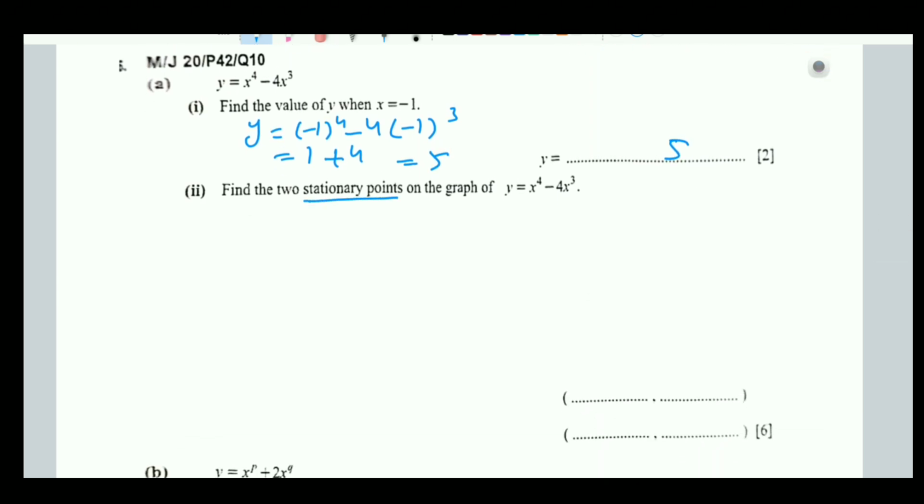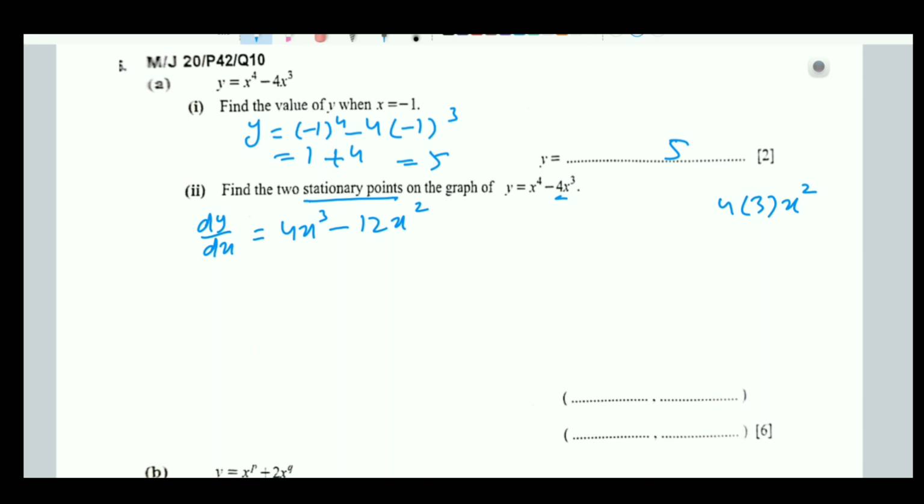Find the two stationary points on the graph. So again, for stationary points, as I told you, dy over dx is equal to 0. So dy over dx is equal to 4x cube minus 4 threes are 12x square. 4 will remain as it is. 3 will come first, x, 3 minus 1 will be 2. So 4 threes are 12x square.